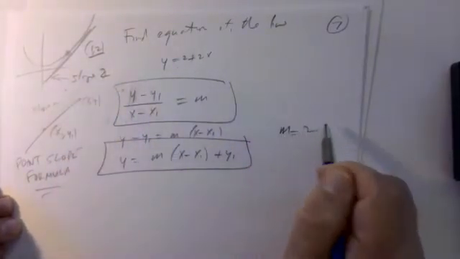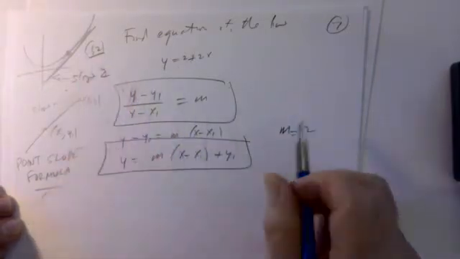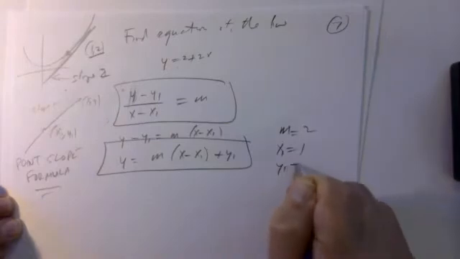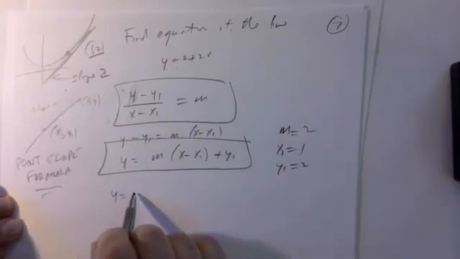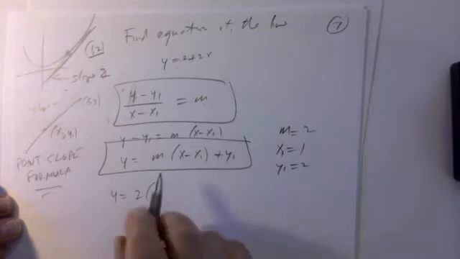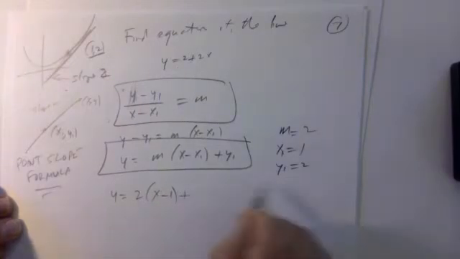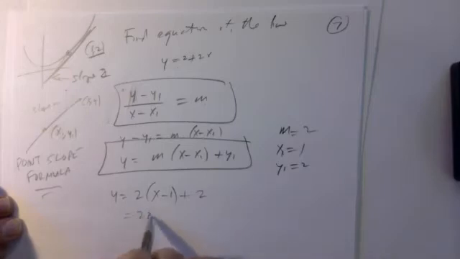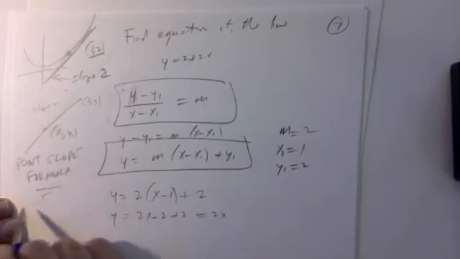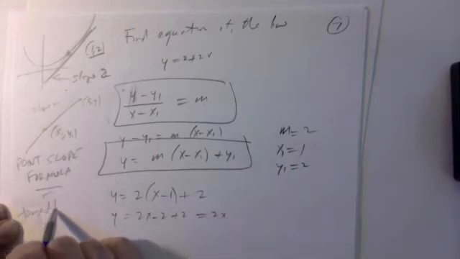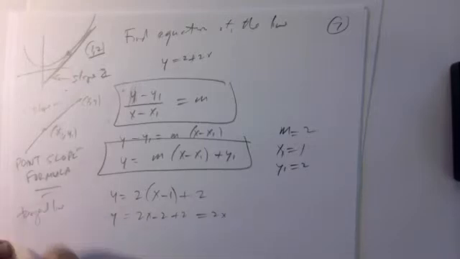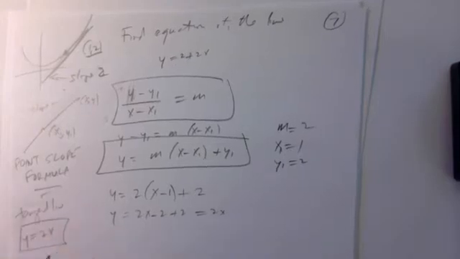And in our case, the slope m is equal to 2. The point on the curve has x1 equal 1 and y1 equal 2. So y is m, which is 2, times x minus x1, which is x minus 1, plus 2. This is 2x minus 2 plus 2. The 2's cancel and it's 2x. So the equation of the tangent line is y equals 2x. Wow.